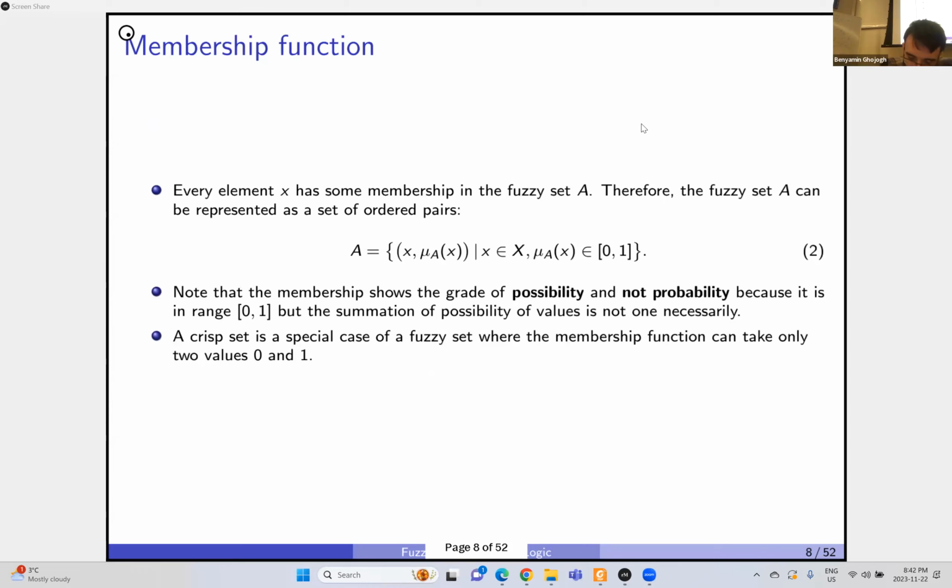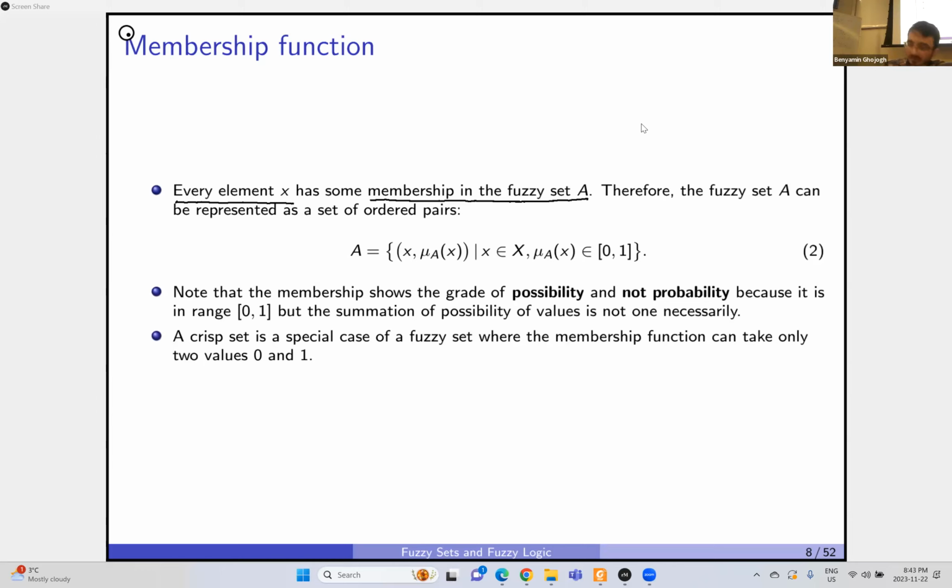Now, every element X has some membership in the fuzzy set A. By the way, please bear with me and follow me, because every slide depends on the previous slide. If you don't understand anything, shout at me and let me know, okay? Otherwise, you will lose the subject. I'm building up gradually, like building a building.